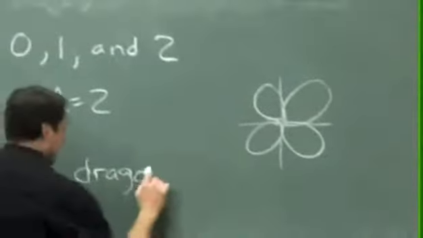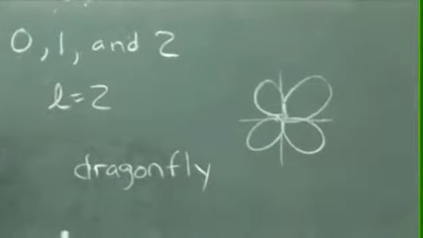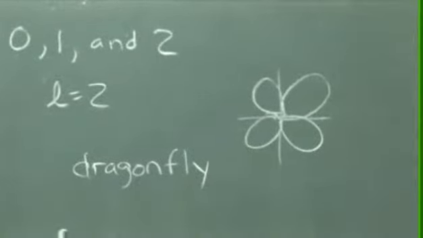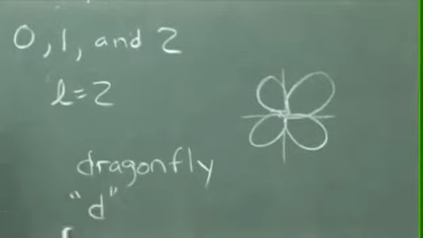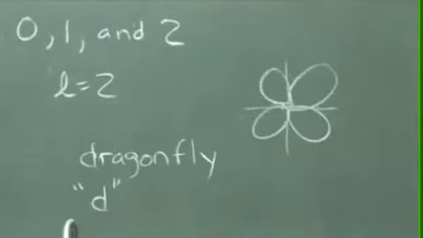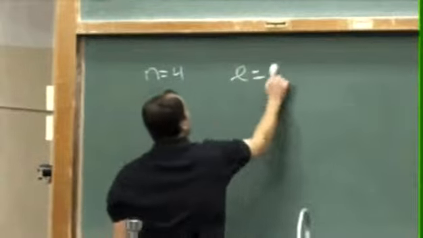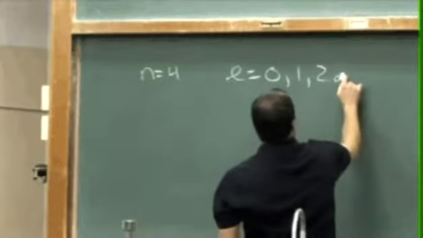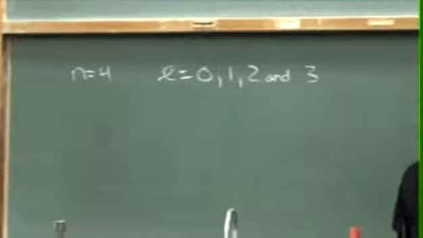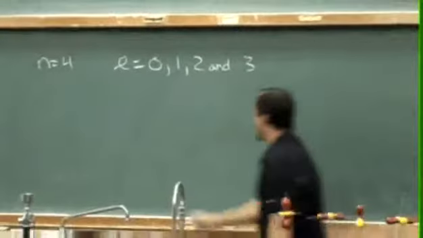We call them, well, take a look at the shape, dragonflies. You could call them a 4-leaf clover. I call them dragonflies because I needed to come up with a word that starts with the letter d, because we often call these the d orbitals. Let's do one more. When n is equal to 4, L can be equal to 0, 1, 2, and 3. That gives us our new case when L is equal to 3.